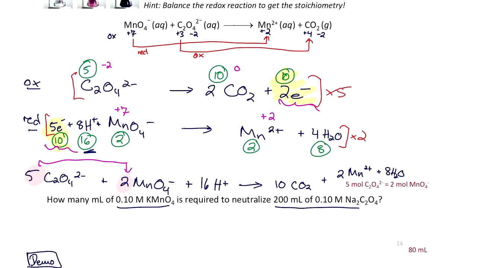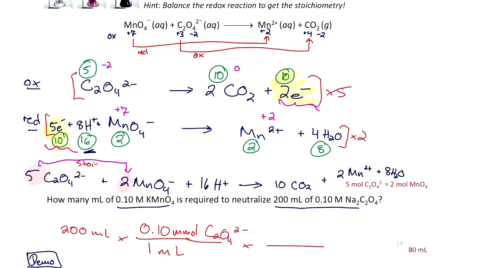So let's actually do this. We're going to start with 200 milliliters of that sodium oxalate. I can use molarity, so 1 liter, or I can say 1 milliliter is 0.10 millimoles of the oxalate, C2O4 2 minus. And then now I can use the stoichiometry up here that for every 5 moles of C2O4 2 minus, I need 2 moles of the permanganate. And then I can use the concentration of the permanganate that's given. So I'm going to put 0.1 millimoles of the permanganate on the bottom, and then 1 milliliter up top, right?